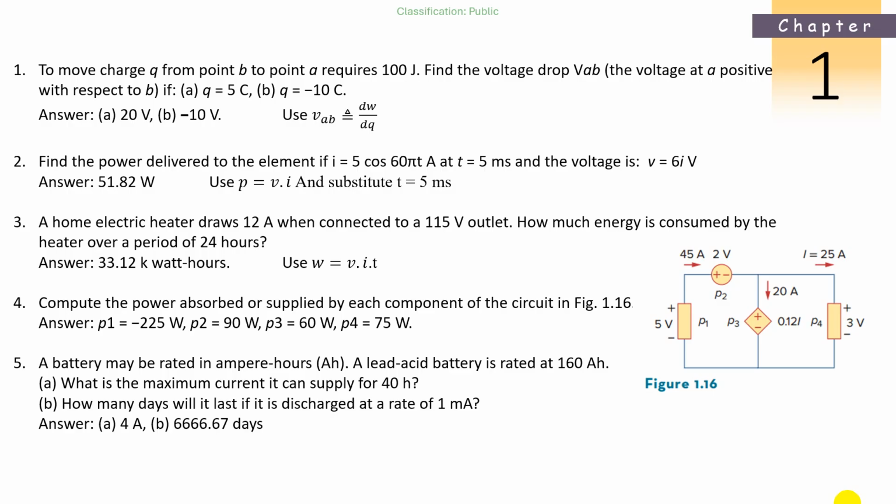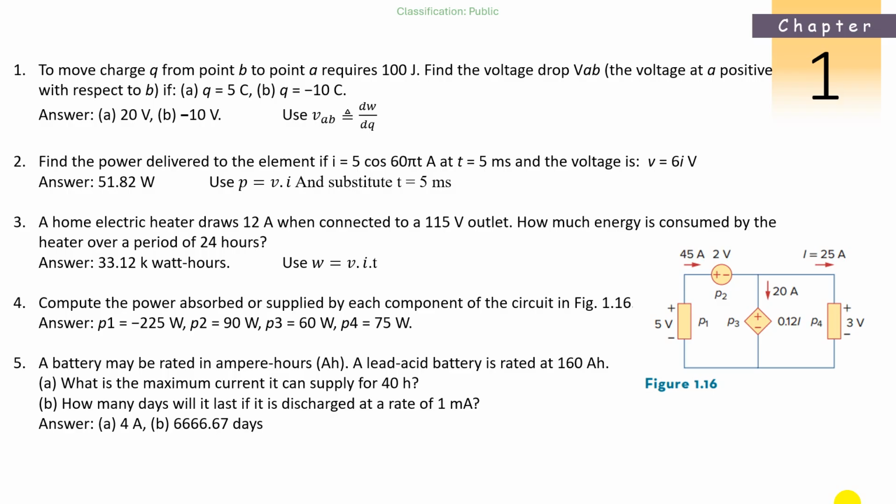Like this, compute the power absorbed or supplied by each component of the circuit. Same circuit as the previous one. P1, P2, P3 we can find. What is P1? Minus 225, which means power is delivering, giving. P2 is plus 90 watts, taking. P3 is 60 watts, taking. P4 is 75 watts, taking. Now sum up all the powers: 90 plus 60 plus 75 is 150 plus 75, 225. So minus 225 plus 225 equals 0. Like this you have to calculate.